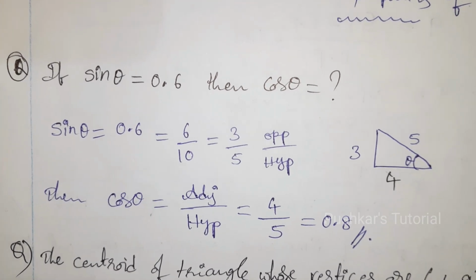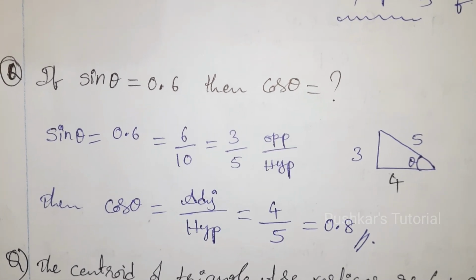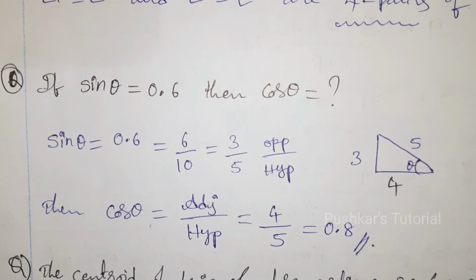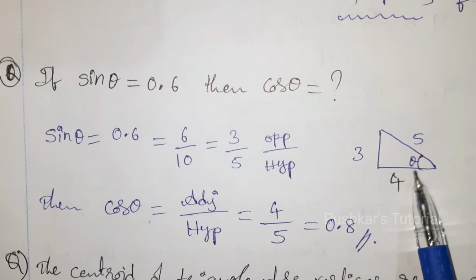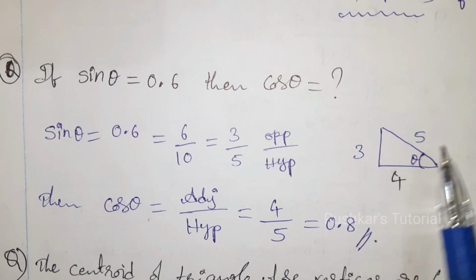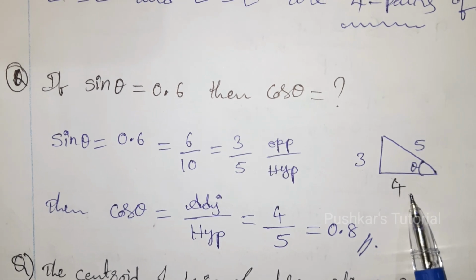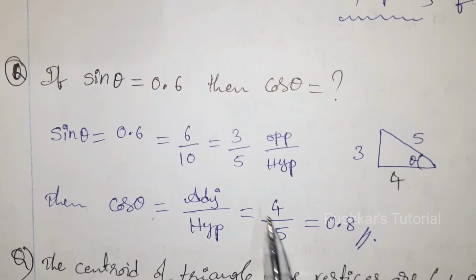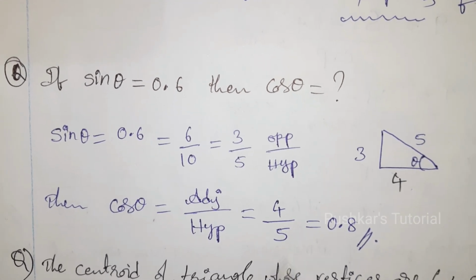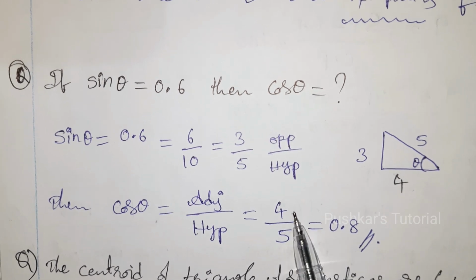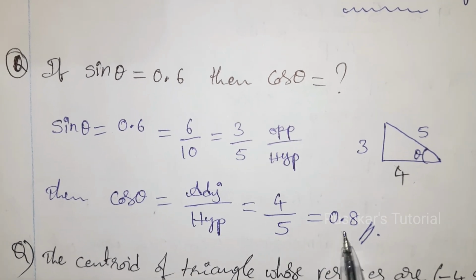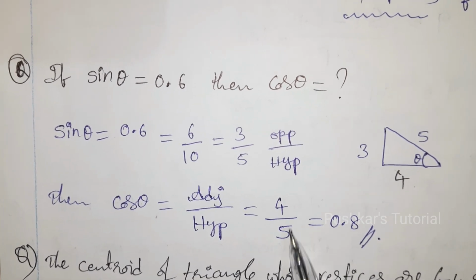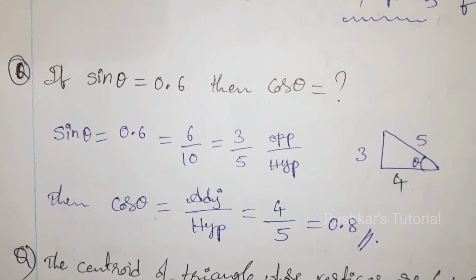So cos theta is equal to adjacent by hypotenuse. So we know the Pythagoras triplet 3, 4, 5. Two numbers are 3 and 5, so obviously the other side is 4. So the adjacent side is 4, so cos theta is 4 by 5. In the question the values are given in decimals, so the answer is also asked in decimals. So 4 by 5 is 0.8.